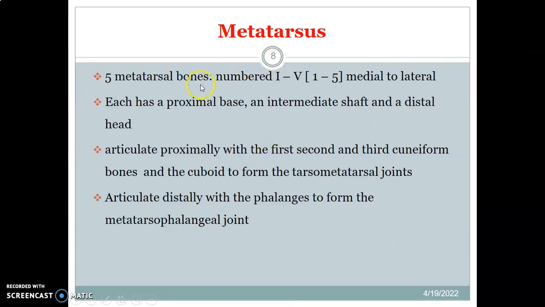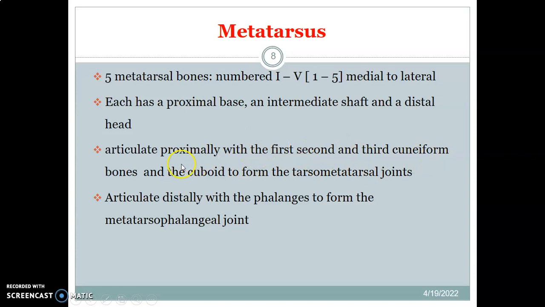Then we have the metatarsals. We have 5 of them. From medial to lateral, they're numbered number 1 to 5, and each of them has a base, a shaft, and a distal portion. So the distal portion is the head, the shaft is the intermediate portion, and the proximal portion is the base.